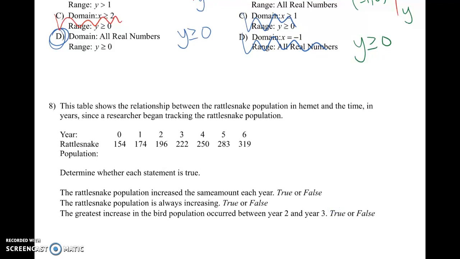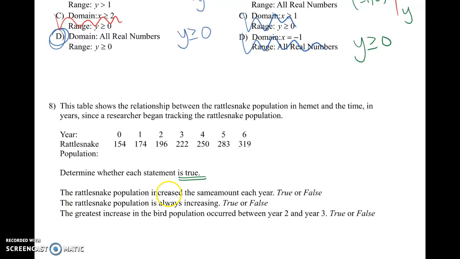Alright, number 8. This table shows the relationship between the rattlesnake population in Hemet and the time in years since a researcher began tracking the rattlesnake population. So let's see, in year 0, so at the start of this research, there was 154. After 1 year, there was 174. After 2 years, there was 196, and so forth. So let's see which ones are true.